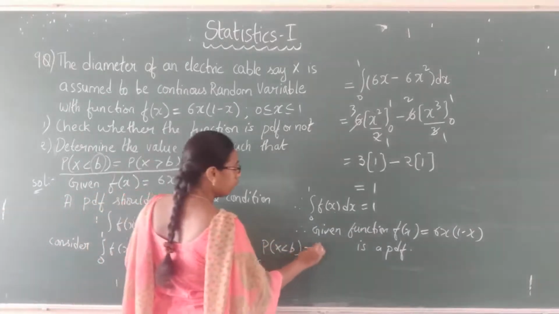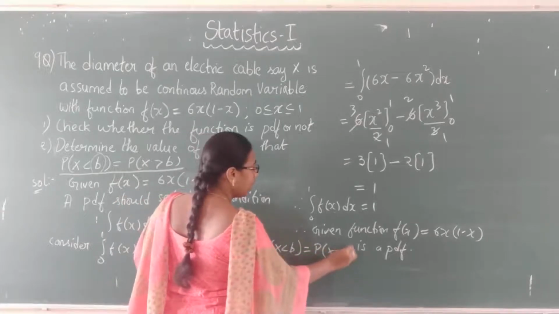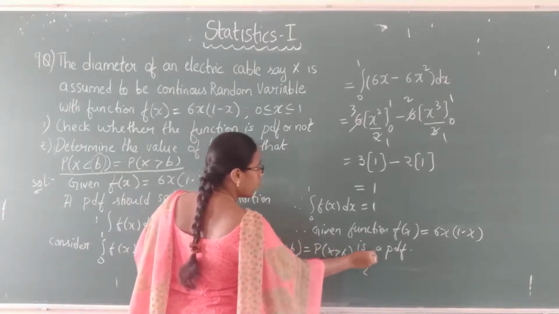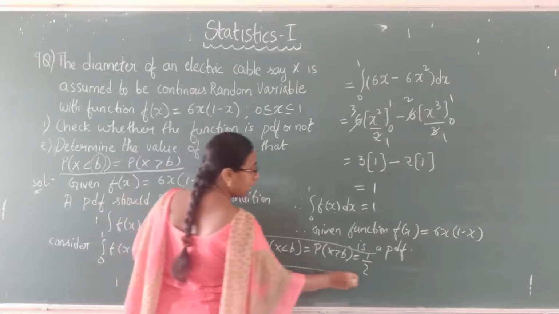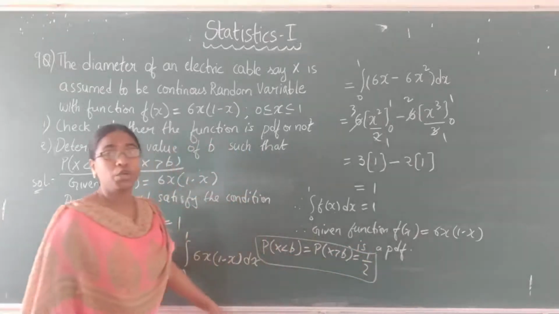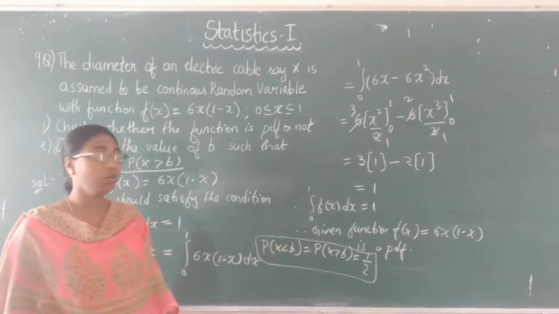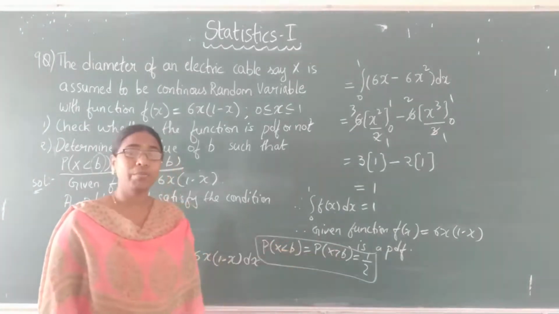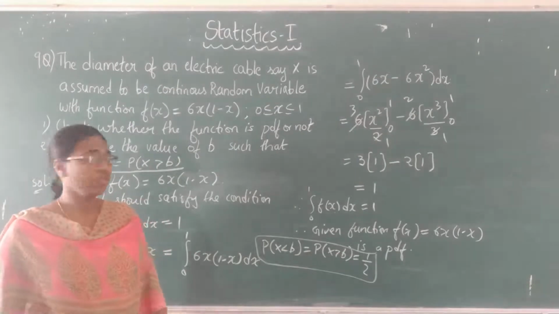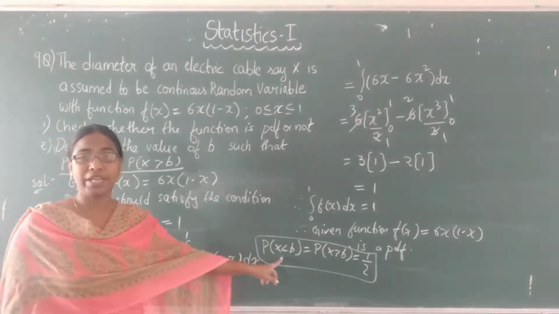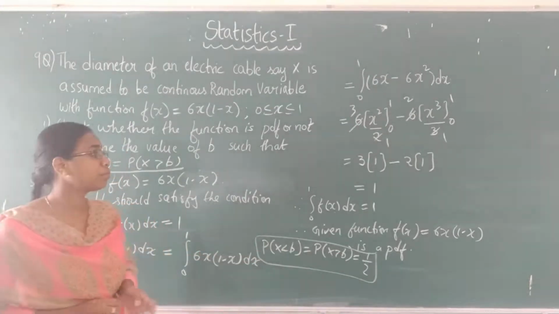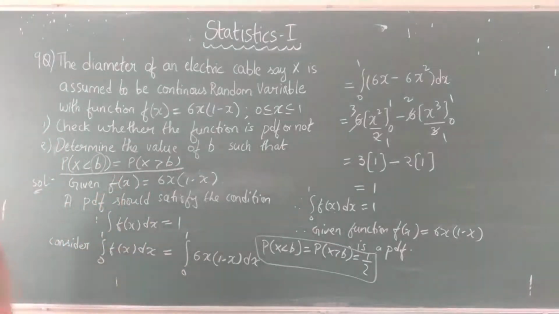P of x less than b is equal to P of x greater than b, which is equal to 1 by 2. So by assuming this condition, you will equate either P of x less than b equals 1 by 2 or P of x greater than b equals 1 by 2. Then you know how to find this probability. We have done it in the last class. So try to solve this and find out the b value.